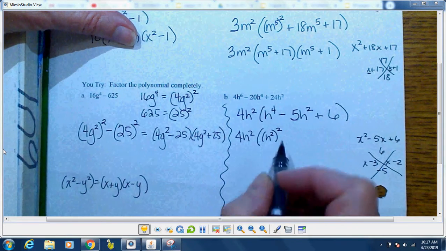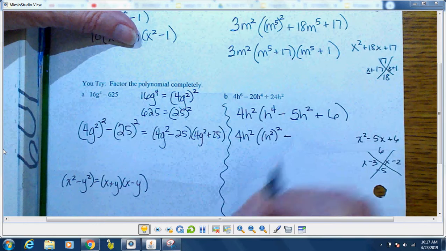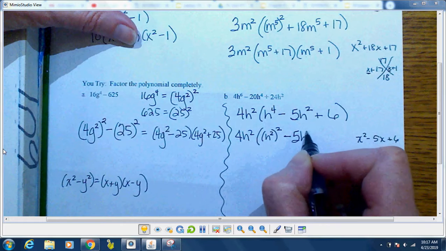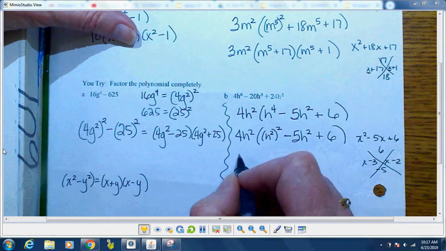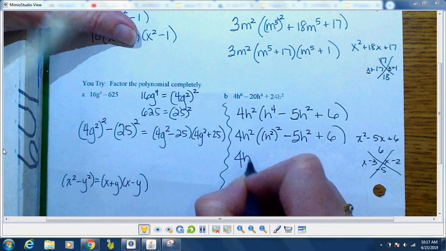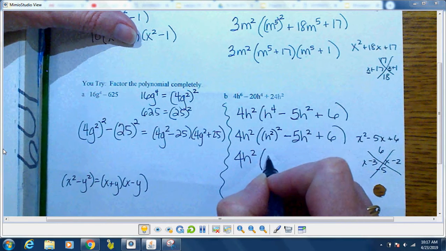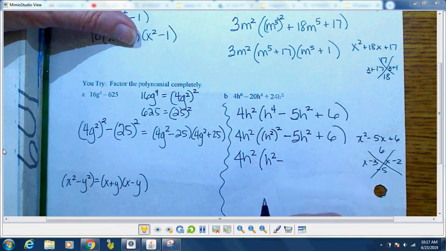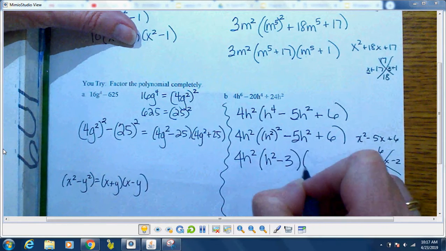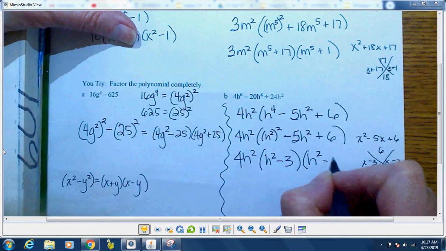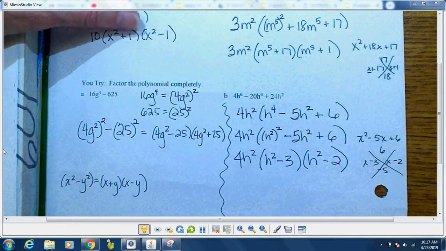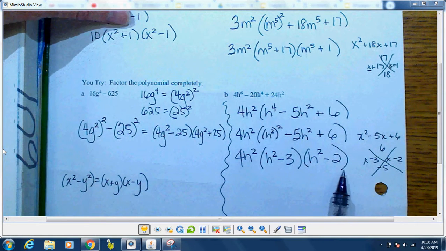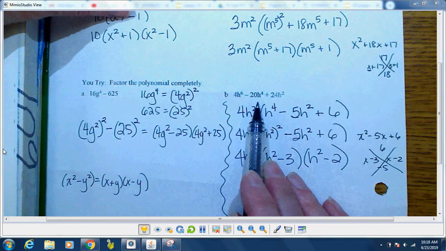Okay, and that gives me h to the fourth minus 5h squared plus 6, and now I'm going to break it down like we did here. I know these ones are a little bit confusing. I get that. h squared minus 3 times h squared minus 2. And if you multiplied this all out, you used your box method, your table method, you're going to end up with this. Okay? All right.